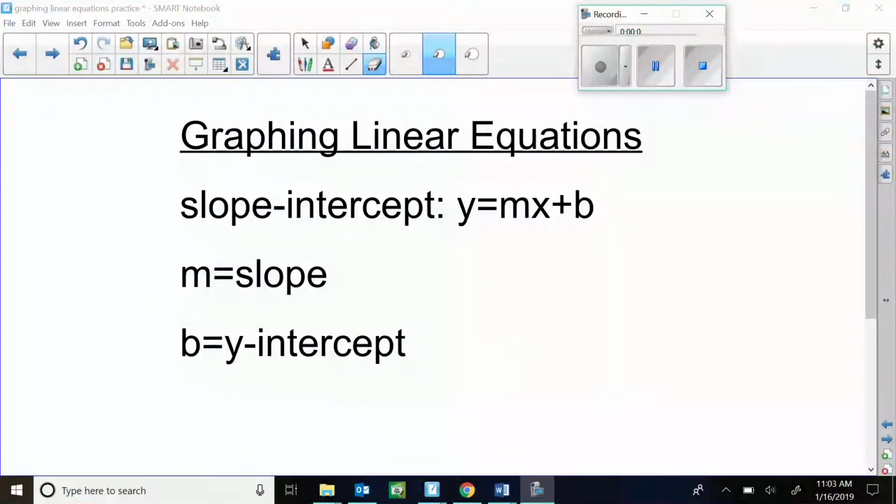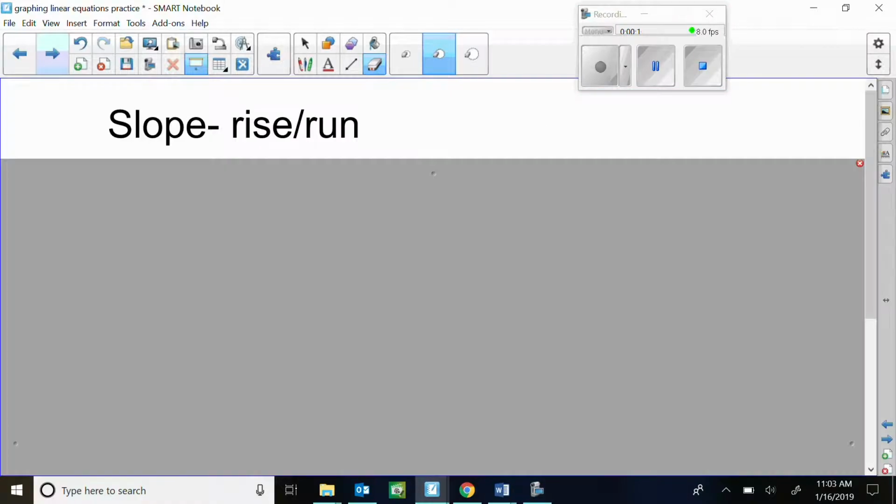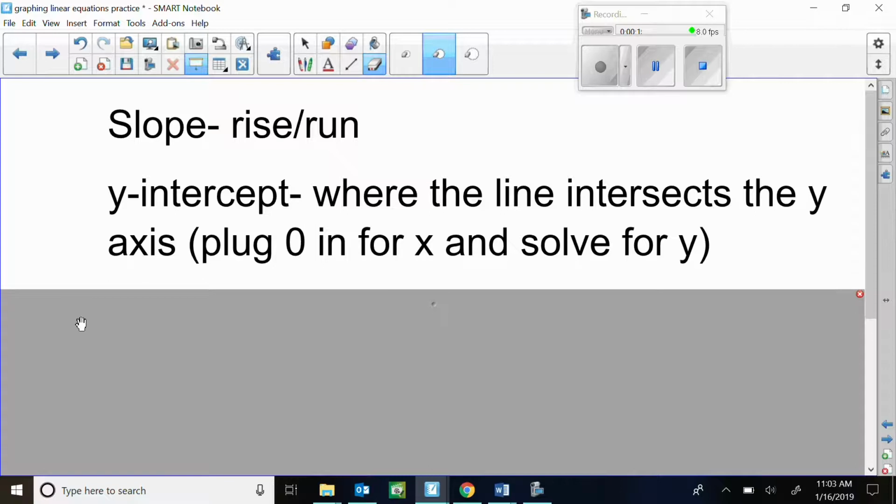Over graphing linear equations. Remember, we have slope-intercept form, which is y equals mx plus b. M is the slope, and b is the y-intercept. Slope is rise over run. Y-intercept is where the line intersects the y-axis. You can plug 0 in for x and solve for y.